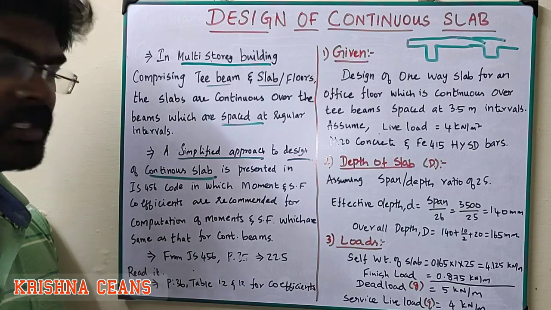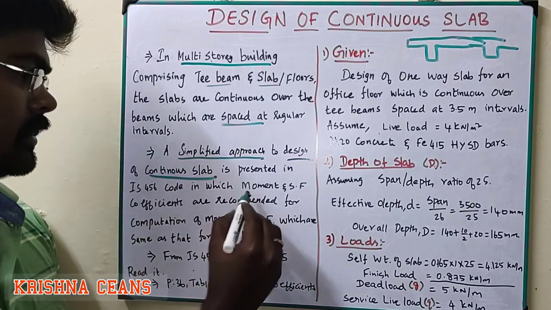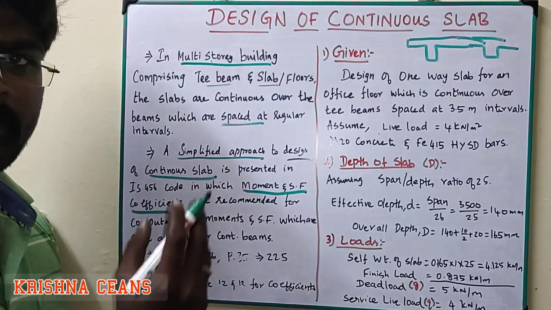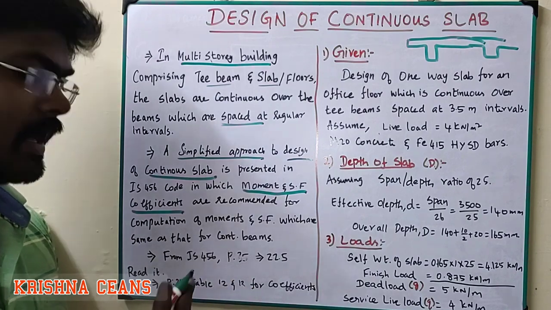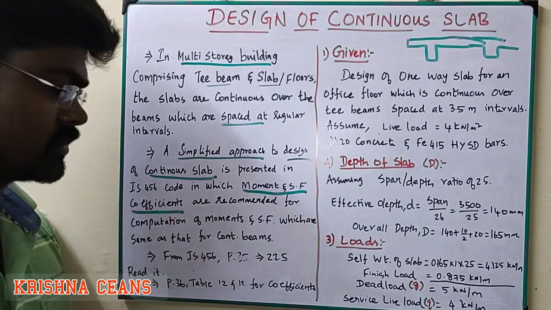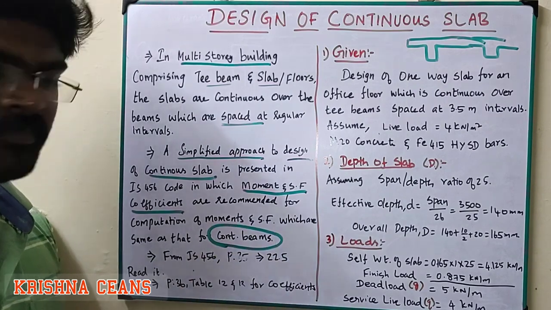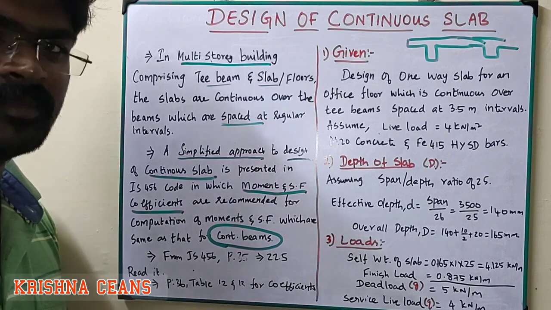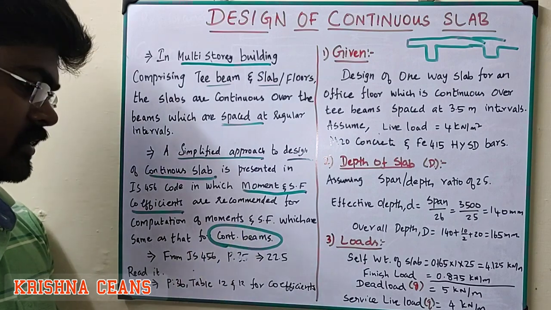In IS 456 they recommended some moment and shear force coefficients. Based upon the coefficients, the value will be very close to the actual bending moment and shear force. As we design for the continuous beam, we are going to design the continuous slab also based upon the moment coefficient and the shear force coefficient.